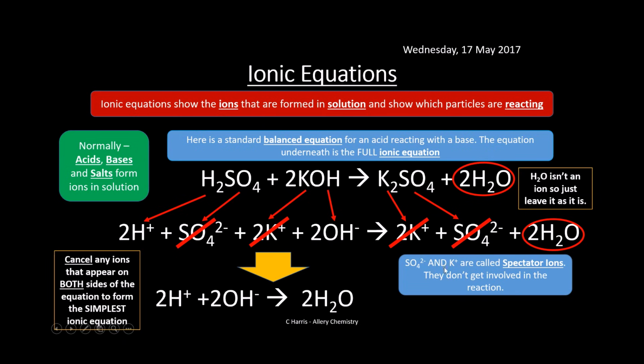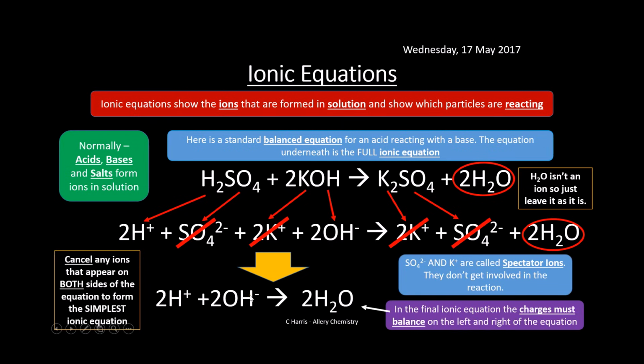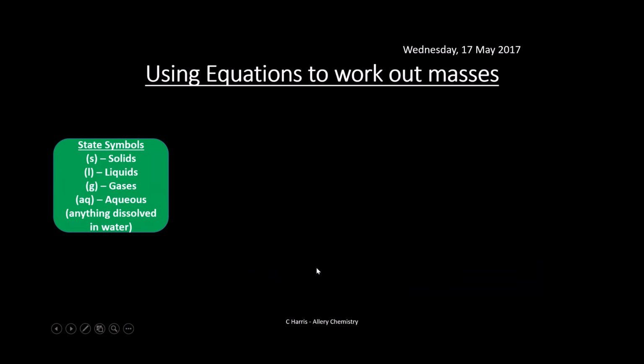So the SO4 2- and K+, these are called spectator ions. They don't actually get involved with the reaction. So you can see here that's why we've cancelled them out and we're just looking at the important bits, which is the neutralization. So this is the final ionic equation. The charges must balance. We've got 2 pluses and 2 negatives, and obviously that's neutral. So that's fine. It all works.